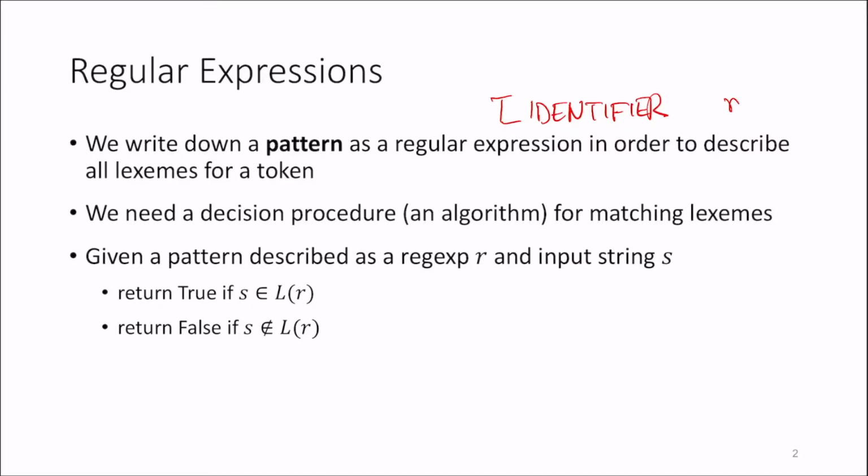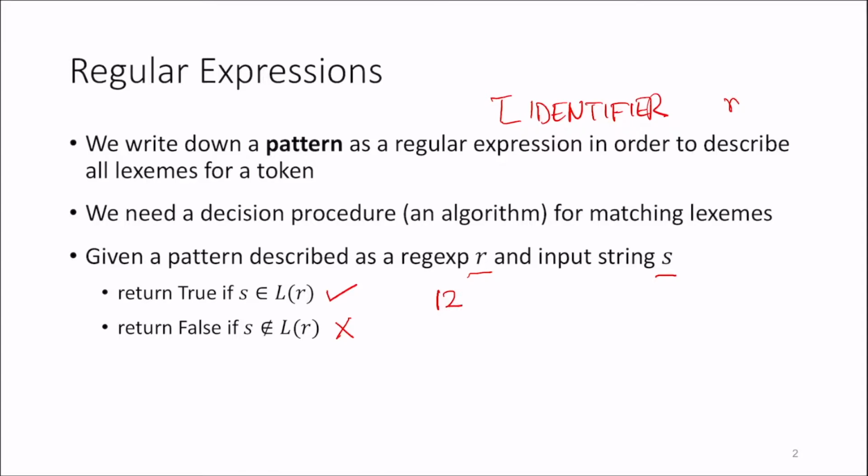The problem that we need to solve is: given a pattern that's described as this regular expression R, and given some input string S, so that's like a candidate, you want to check, is this an identifier or not, for example? Then we need to say if S belongs to the language described by this regular expression R, then we should return true, so we can identify it correctly. But at the same time, if this string doesn't belong to the language of R, then we should return false.